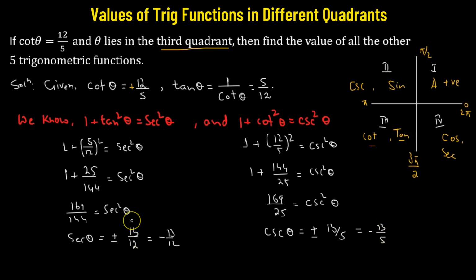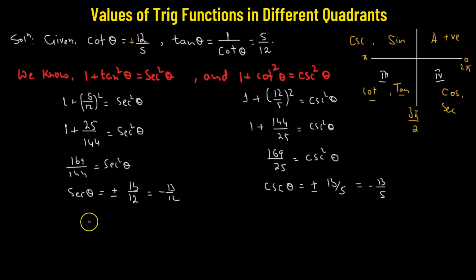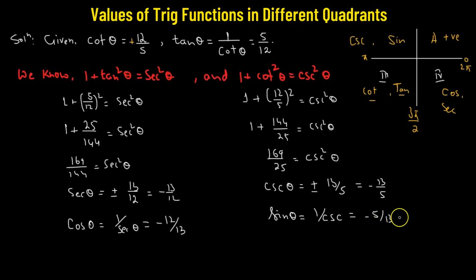Now that we have the value of secant theta, we can obtain the value of cosine theta. Cosine theta is the reciprocal of the secant function. So the reciprocal of negative 13 over 12 will be negative 12 over 13. Similarly, our sine value, sine theta, is defined as the reciprocal of the cosecant function. So the reciprocal of negative 13 over 5 is negative 5 over 13. Hence, we have successfully obtained the value of all the remaining 5 trig functions.